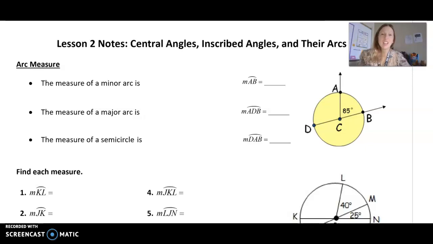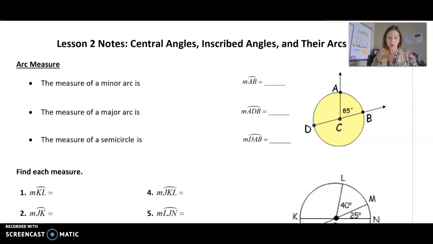Hi everyone. So today we're going to be looking at central angles and inscribed angles and what kind of properties they have and the arcs that intercept them. So the first thing we're going to be reminded of is something from our first lesson, lesson 1, is what is a minor, major, and semicircle, those types of arcs.